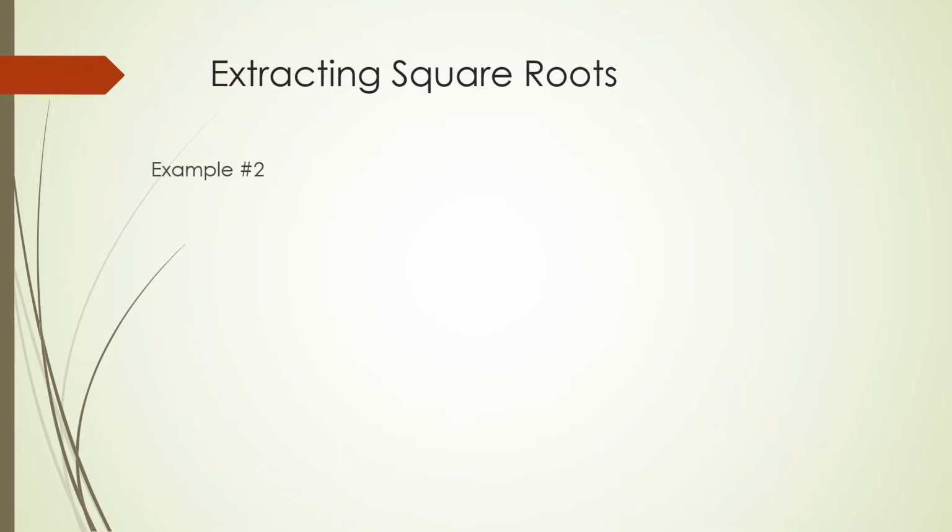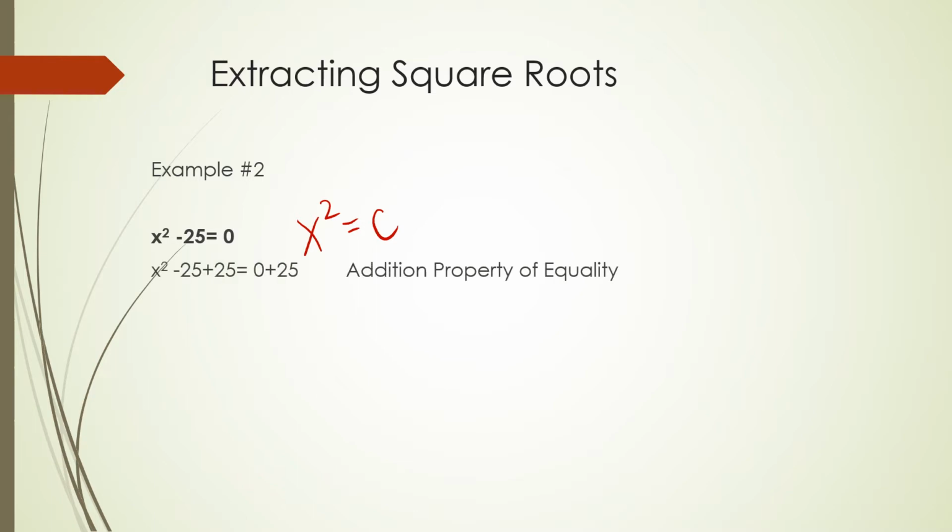Sample number 2. The given is x squared minus 25 is equal to 0. So, the given is not written in the form of x squared is equal to c. To make it that, you need to apply the addition property of equality. So, kailangan natin gamitin si APE.